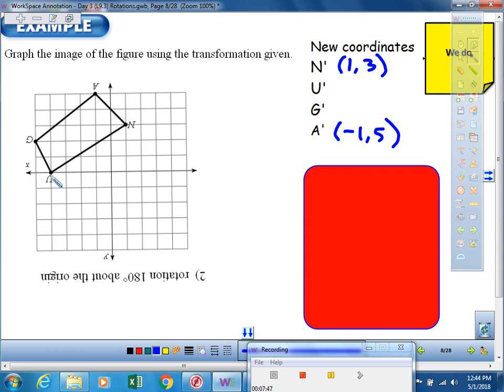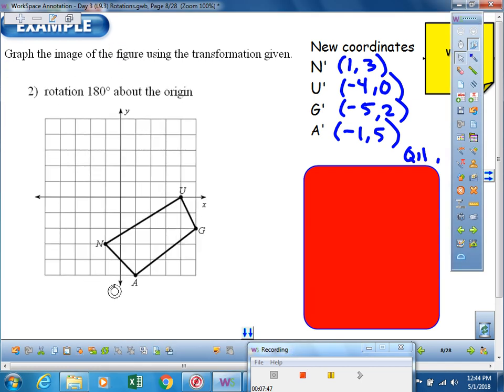And then U, -4, 0. And then G is -5, 2. What quadrant are we in? Mostly in quadrant 2, and then you could put a little 1 right there so you know the little part is in quadrant 1. Remember, this quadrant reference is just for a reference. I do not grade you on this. Now, if it's in all 4, you really can't reference. Okay, turn your paper back and plot the points.